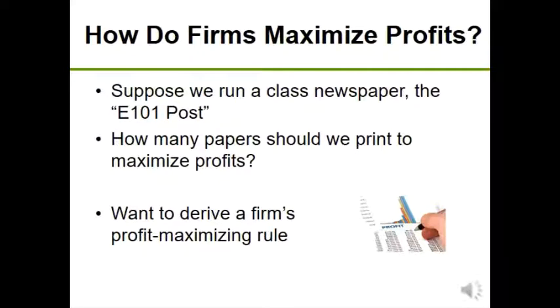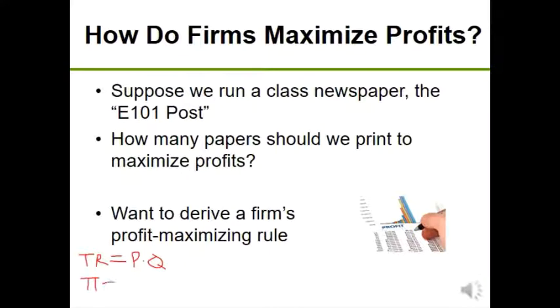So we're trying to derive our firm's profit maximizing rule. And to do so, it might be helpful to review just a couple accounting identities that we know. One is that total revenue is equal to price times quantity. And the other is that total profit, and I'm going to use the Greek symbol pi for profit.